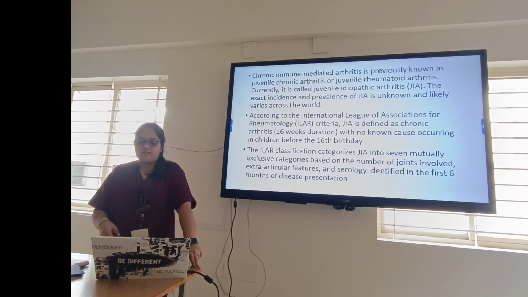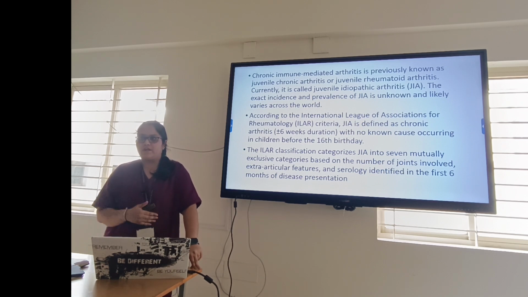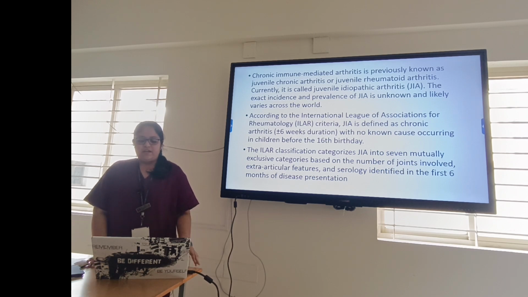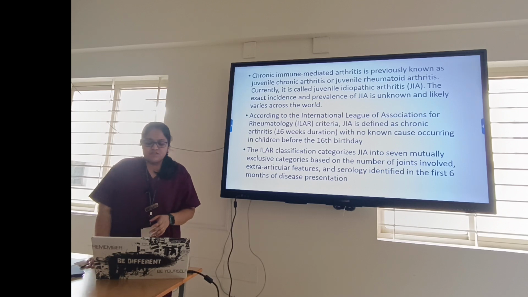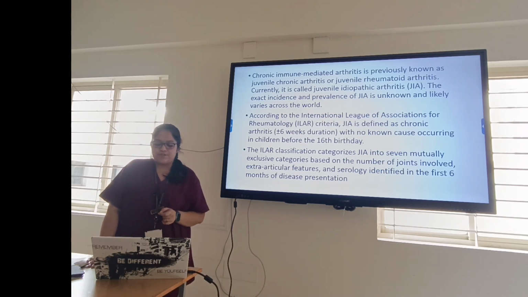Why it is called juvenile idiopathic arthritis is that the cause is not known, how it happens and why it happens, and juvenile because it usually happens under the age of 16 years. According to the International League of Associations for Rheumatology, they have defined criteria to define JIA. As a chronic arthritis, they consider it if it is of 6 weeks duration with no known cause, occurring in children before the 16th birthday, or below 16 years.